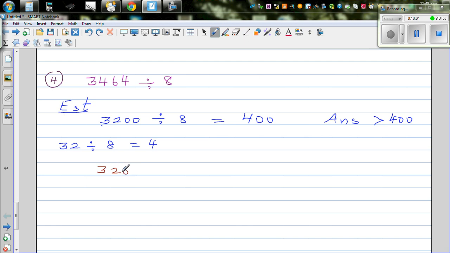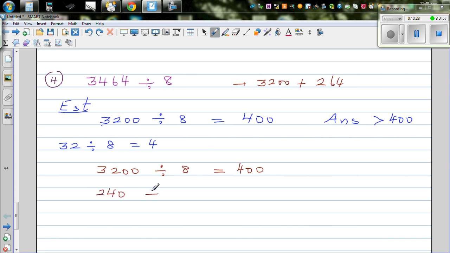So I'm going to divide 3,200 by 8, which is 400. Okay, so now I have got 464. So this is 3200 plus how much? Plus 264. Okay, so what can I do now? So this I'm going to change. So can I take 240 from this?